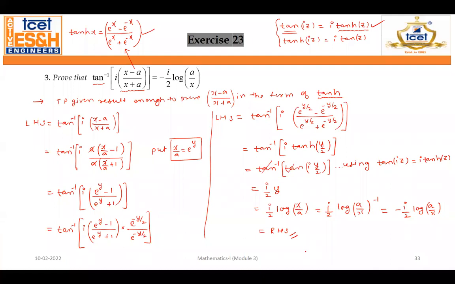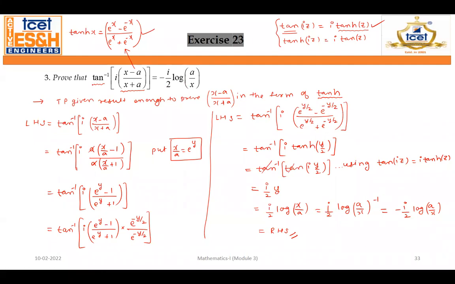Okay. So this looks complicated to prove because of this tan inverse, and this angle is i times (x minus a) upon (x plus a). That's why this looks complicated to prove. But actually it is not like that.